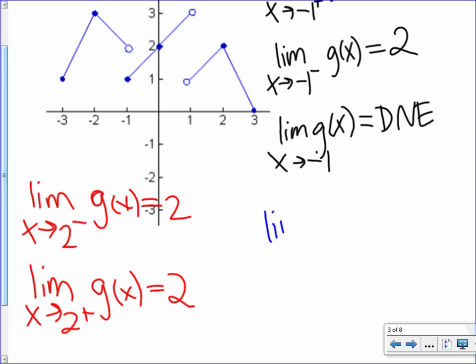Last one, the limit as x approaches 3 from the left. Could we evaluate a right-hand limit there? No, we could not. Excellent. What would it be meaning? Right, it doesn't exist because there's nothing there.